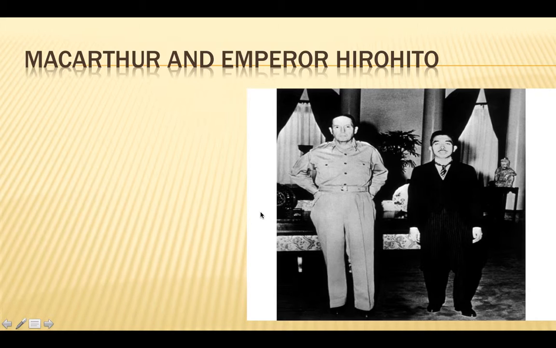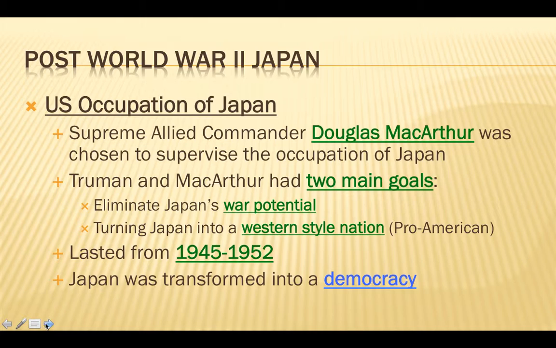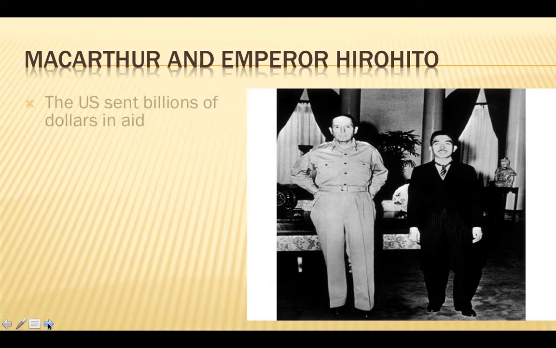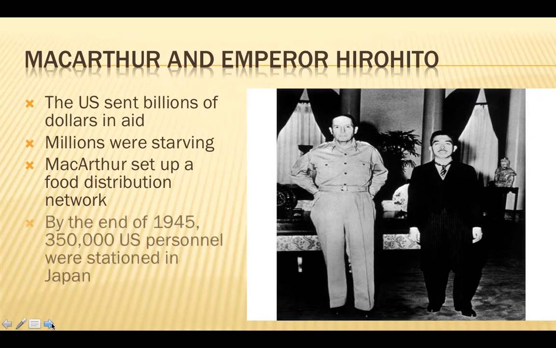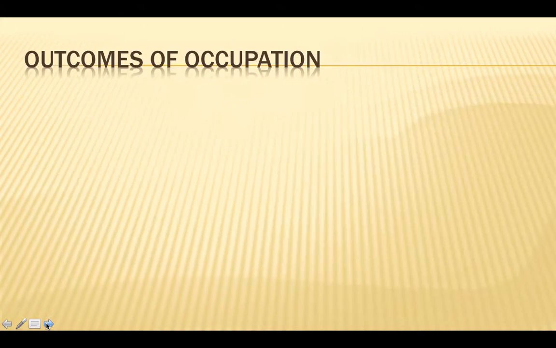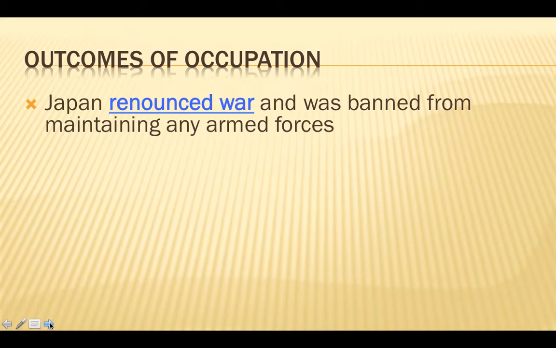There they are. So this is MacArthur. And then this is Hirohito, the last emperor of Japan. The United States sends billions of dollars in aid to Japan. Millions had been starving. MacArthur sets up food distribution. And the United States had 350,000 U.S. personnel in Japan.